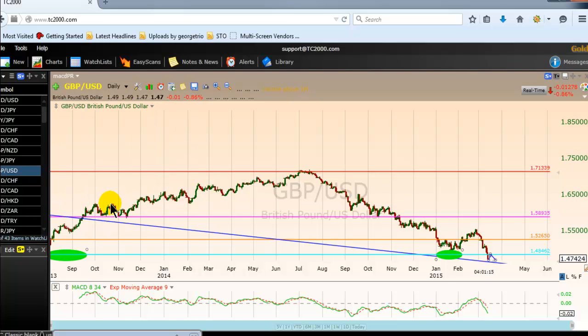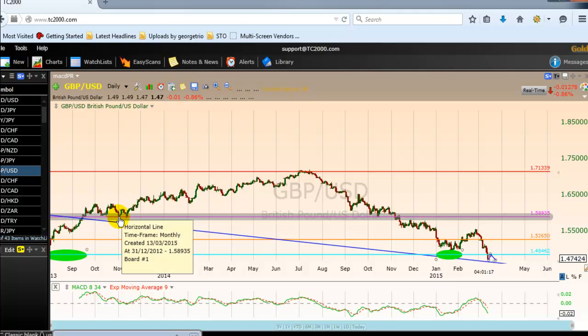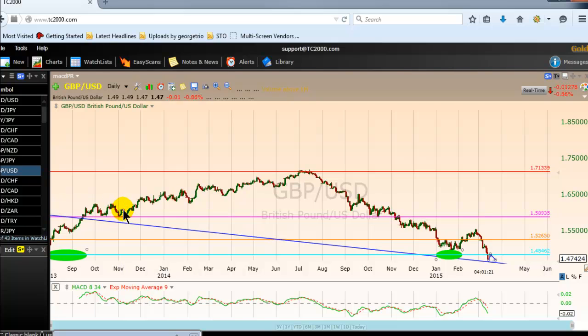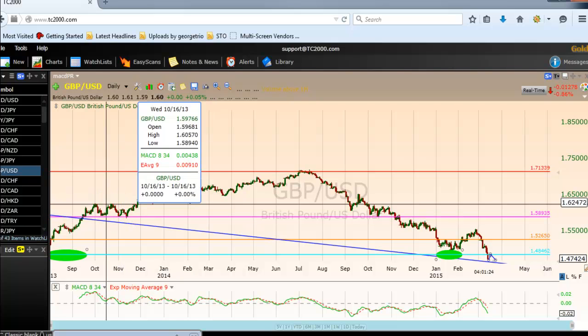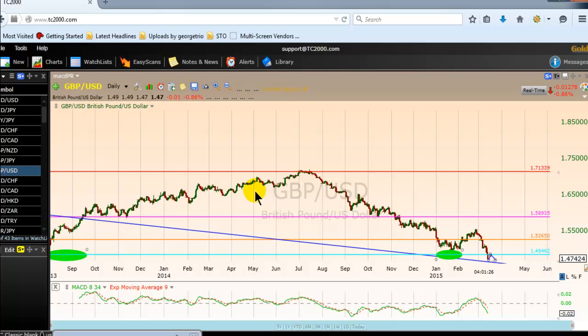So here it fell, it came back down, but it failed to display a new lower low, which means the bearish momentum was not strong. People bought it again until it breaks the resistance. This is about the language of the price.